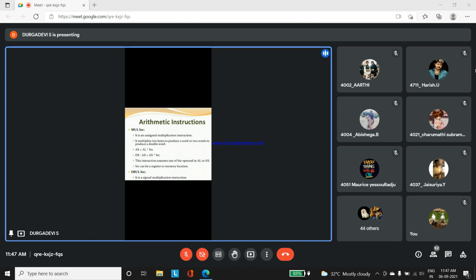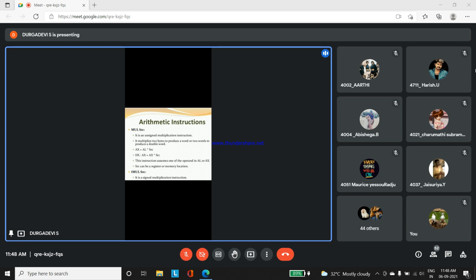You can ask me, if I want to multiply, I need two values. BX you are specifying here, MUL BX. With what value do I have to multiply? The accumulator. It is understood. When I give MUL BX, it is understood that I have to multiply AX into BX. If I give MUL CX, you will do AX into CX. One of the operands is your accumulator. It is implied. Is it clear, everyone?